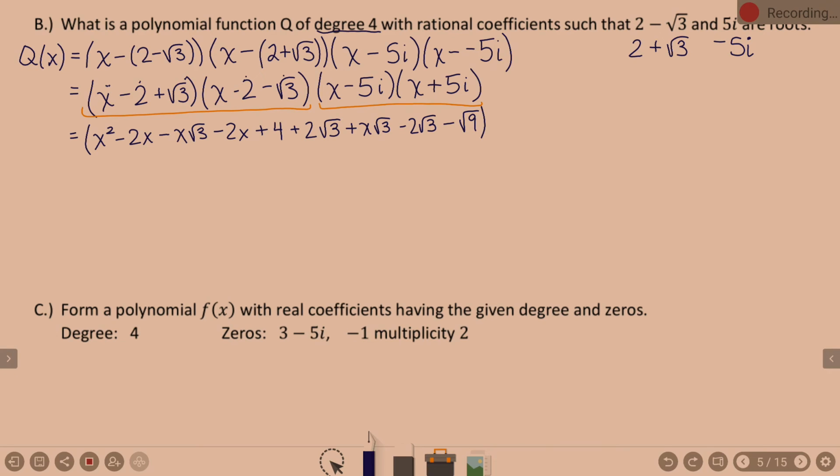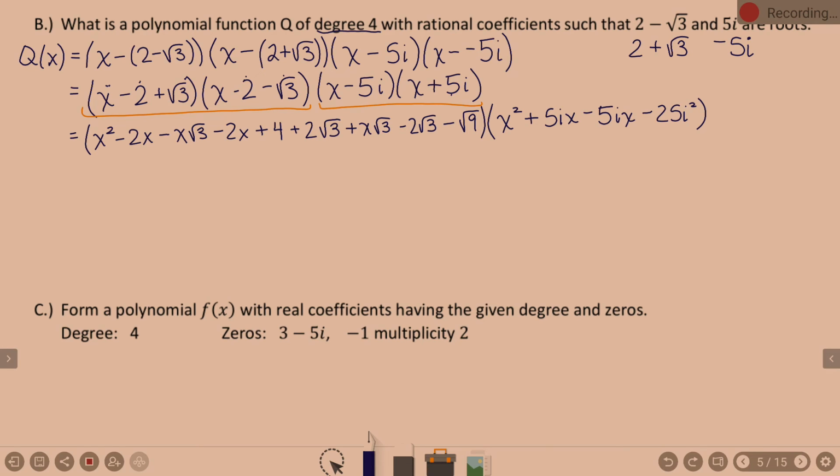But I don't want to forget, I'm going to do my other multiplication now, too. Now, my other multiplication is technically just FOIL, isn't it? And so, x times x, x squared. X times 5i, 5ix. Insides, negative 5i times x, minus 5ix. Minus 5i times plus 5i, minus 25i squared. Okay?